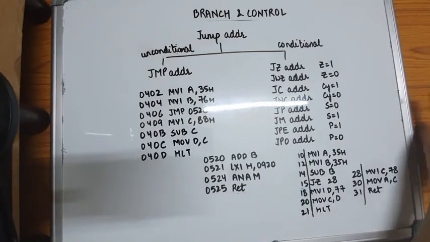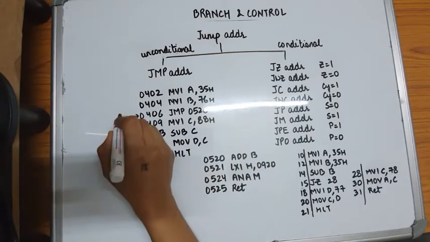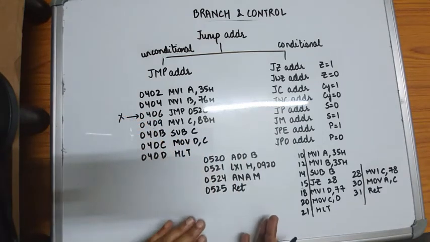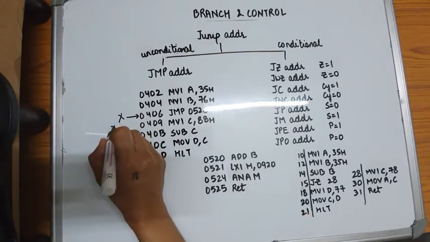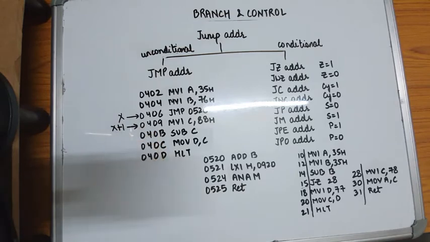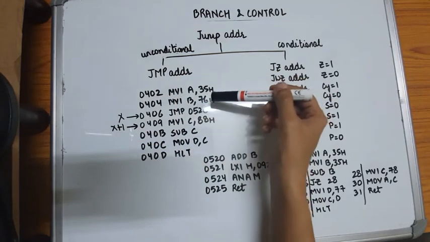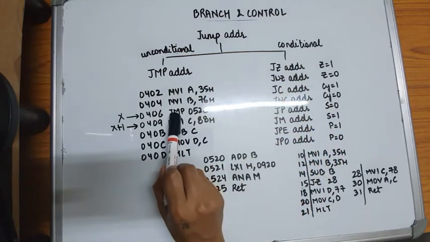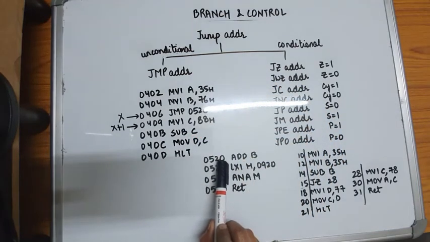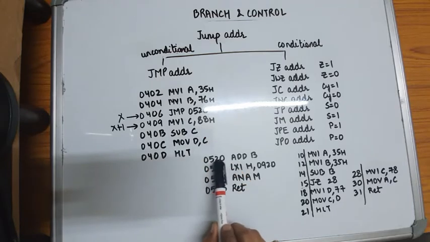Now where was the control transferred from? It was transferred from X. Now the control will be returned. When this subprogram is executed, the control will be returned to X plus 1. So now what happens is, first this instruction is executed, then this instruction is executed, then the control is transferred to this address. So this will be executed and the control will be transferred here.